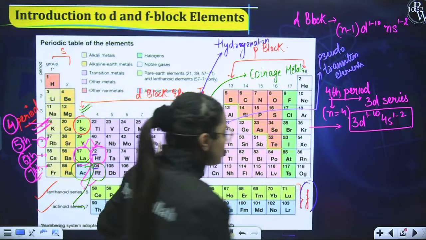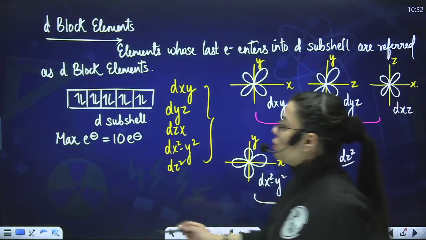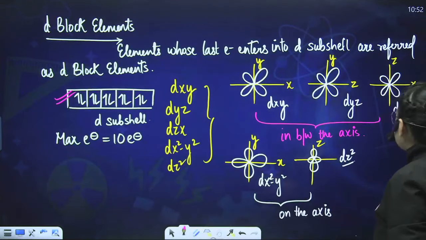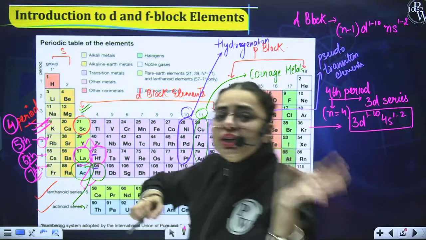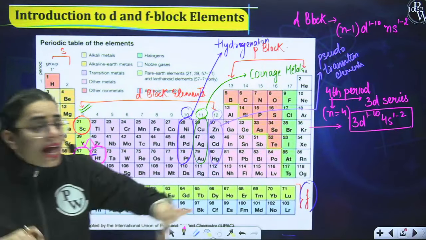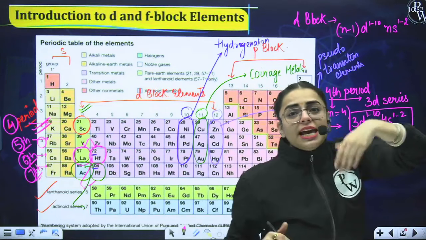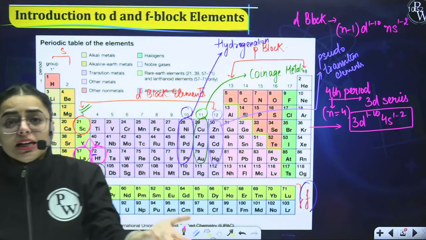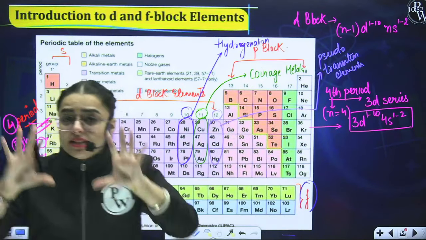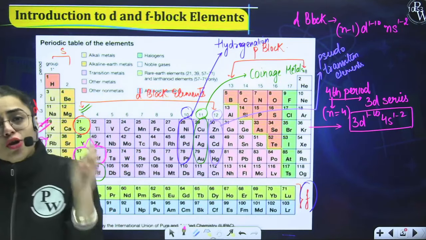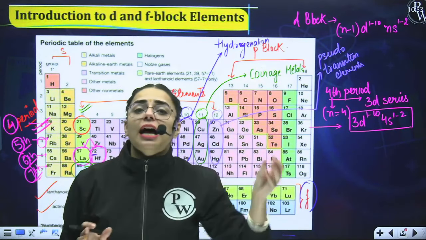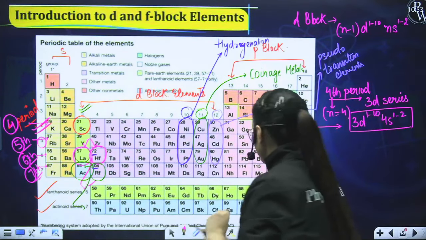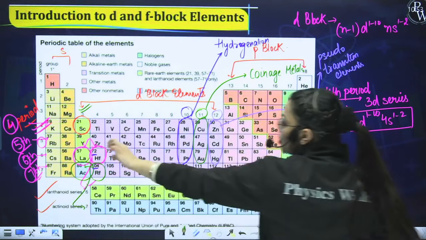Why? Because we have just seen in the general introduction that the d subshell contains a maximum of 10 electrons. That's why I have written d 1 to 10. Now why have I written only 2 electrons in the s subshell? Because s has only one orbital, and one orbital contains a maximum of 2 electrons. Similarly, the d subshell has 5 orbitals, so if one orbital contains 2 electrons, 5 orbitals contain 10 electrons. It is quite easy. Yes, great.